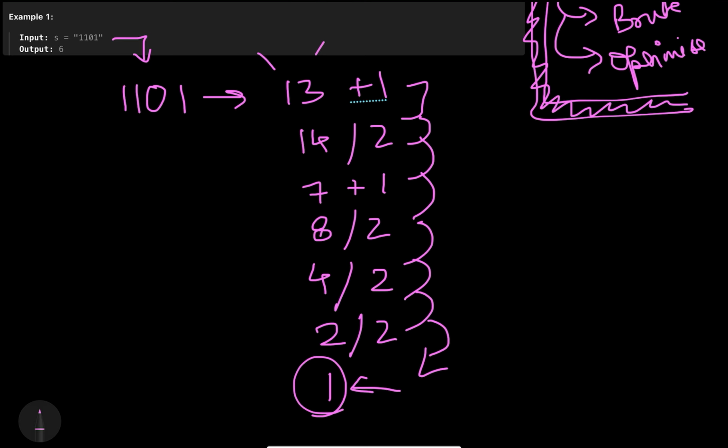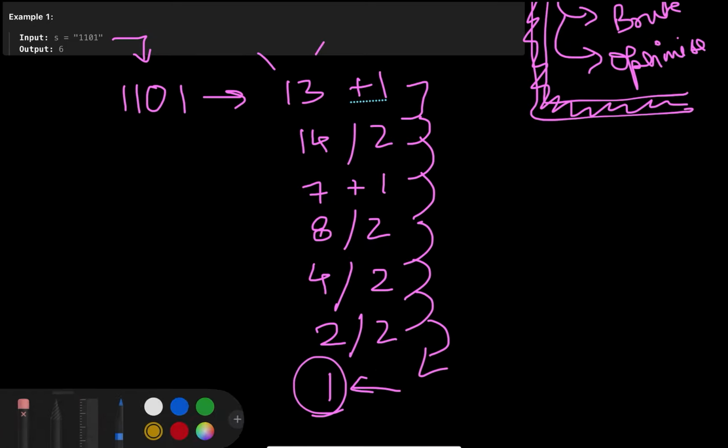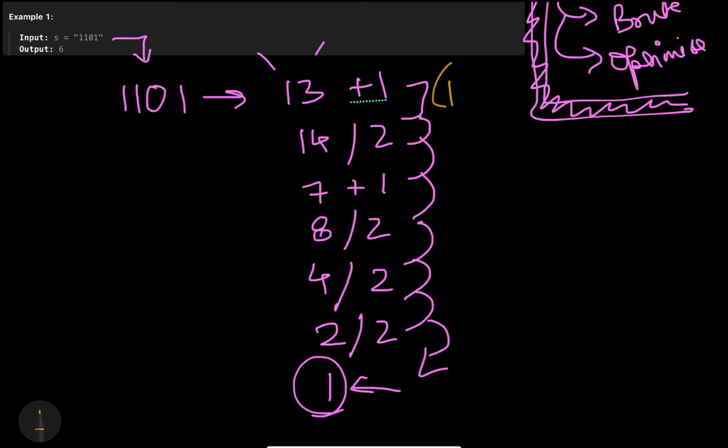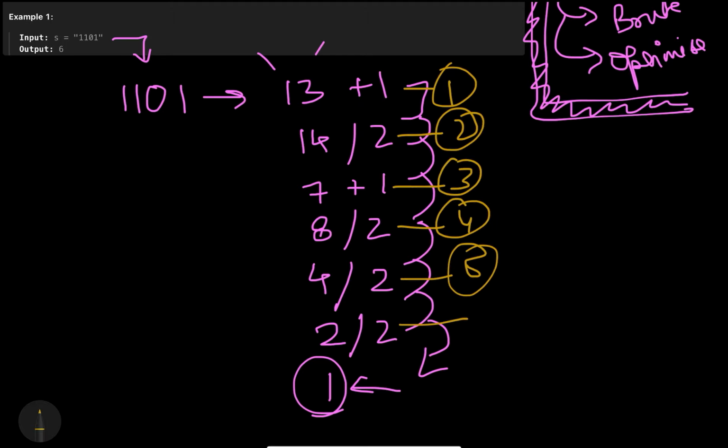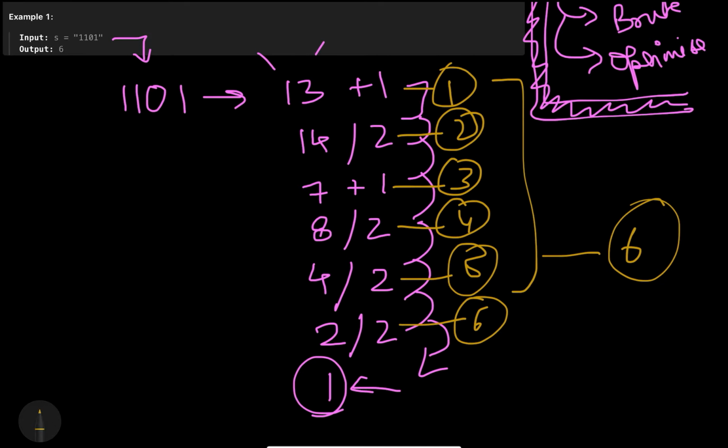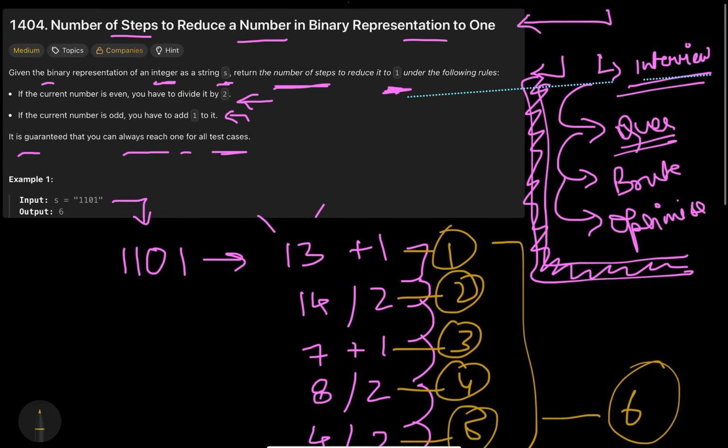So we have to do these operations consecutively until we reach 1, which is our goal. Okay, and what we have to return is the number of times we have done these operations. So how many times have we done these operations? It's just 1, 2, 3, 4, 5, and 6 times, so we'll return 6.